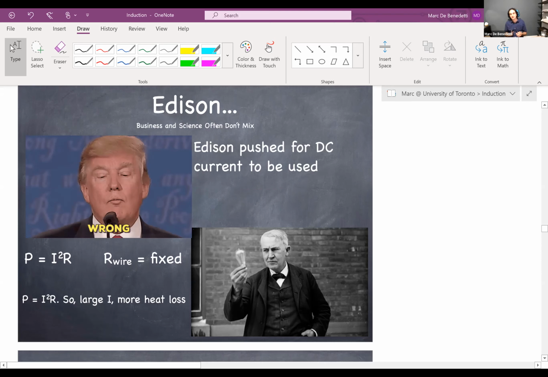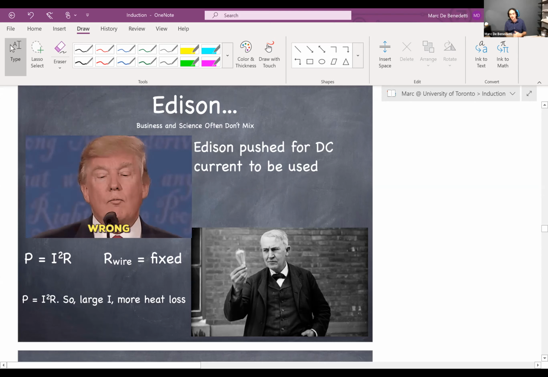So what happens is, often the case with business and science, and we're seeing this now with the global carbon tax and global warming and fossil fuels, business and science don't mix. There's too much money to be made in oil. So politics says, screw the environment, we're going to continue burning oil. Same thing sort of happened with Edison, just with less environmental impacts.